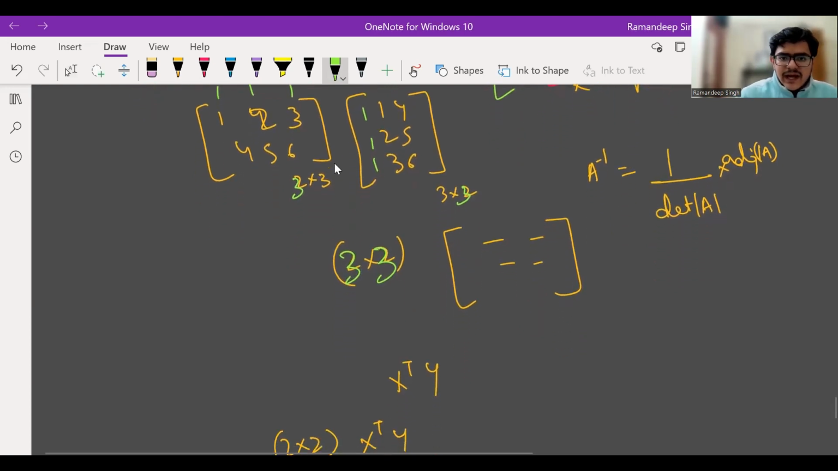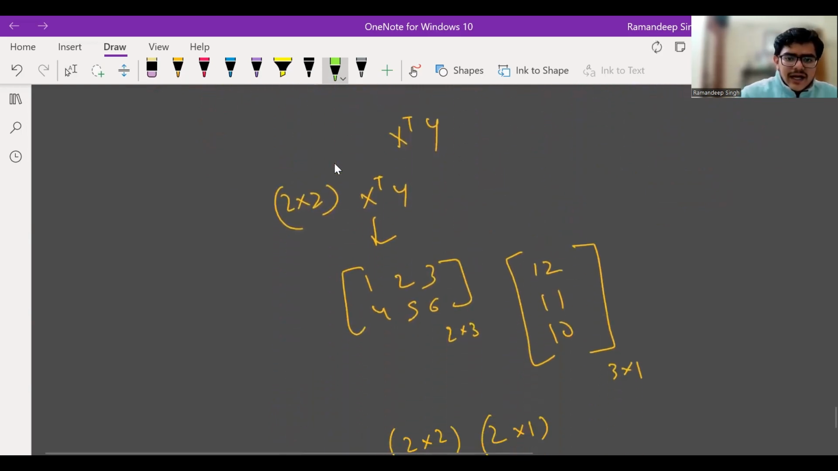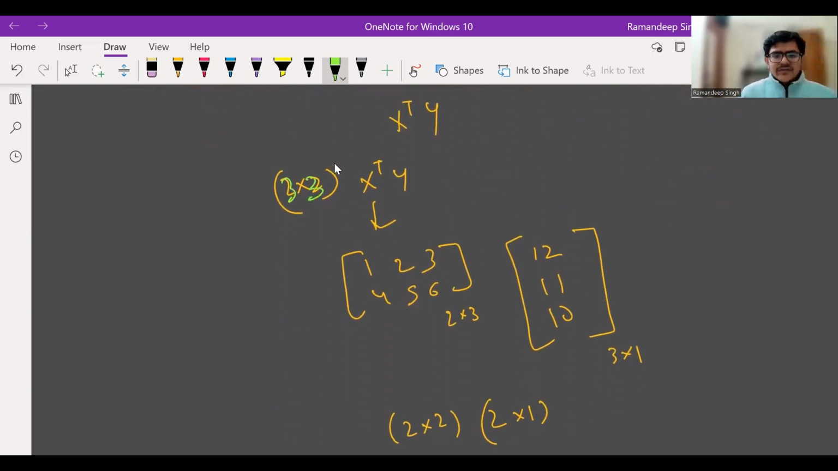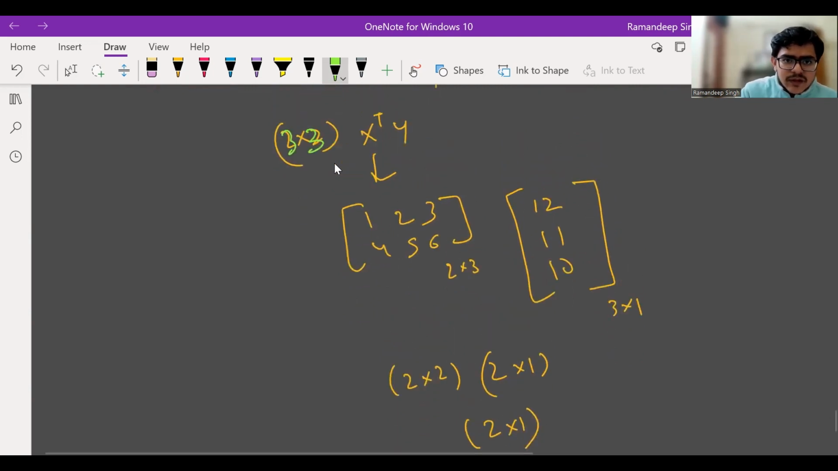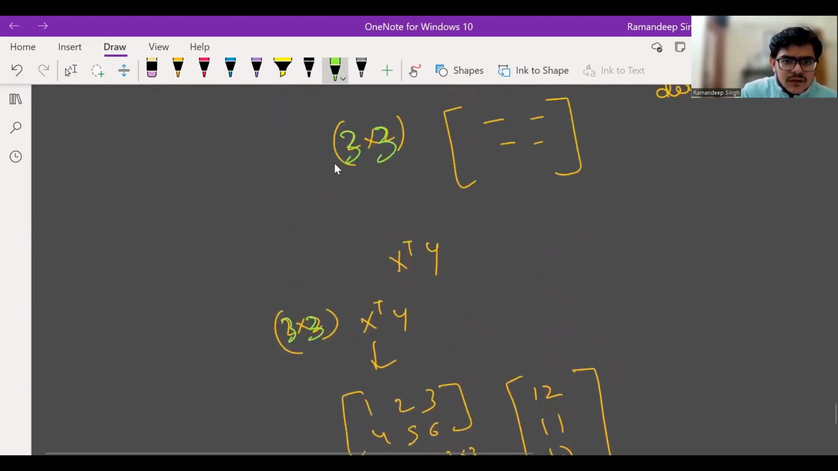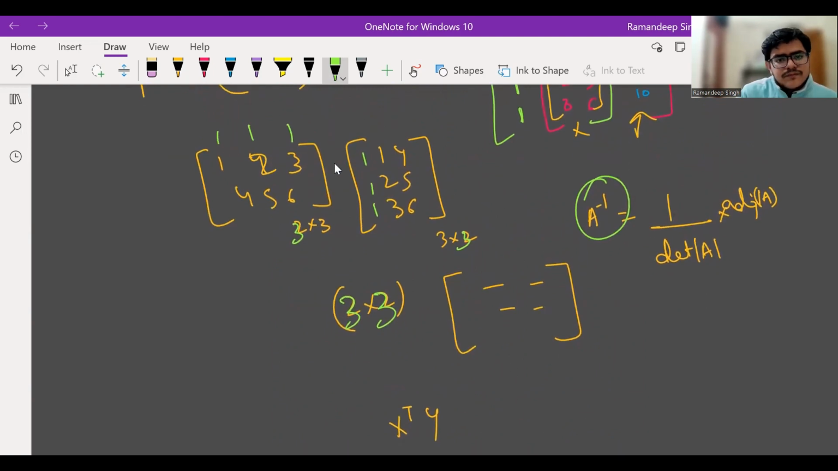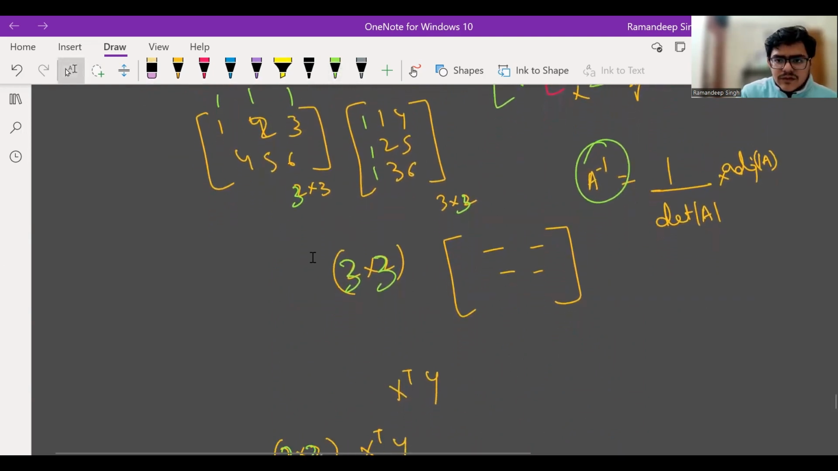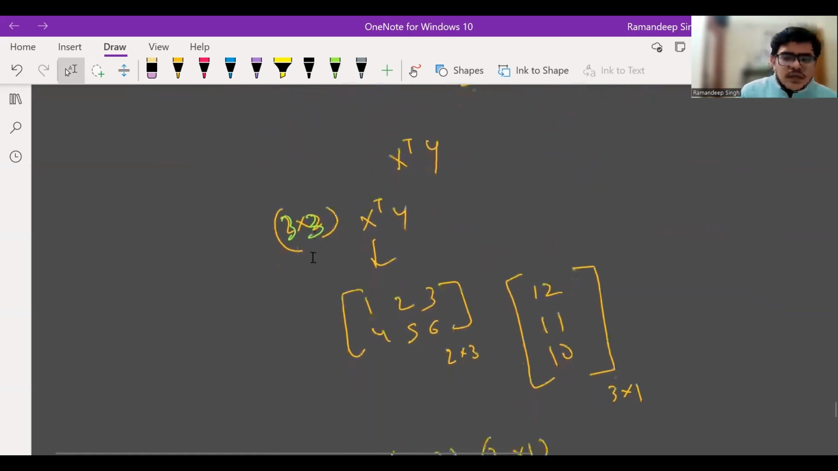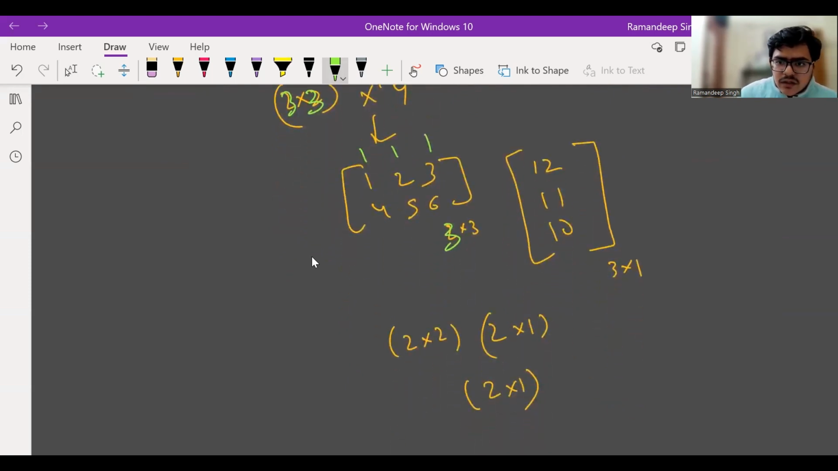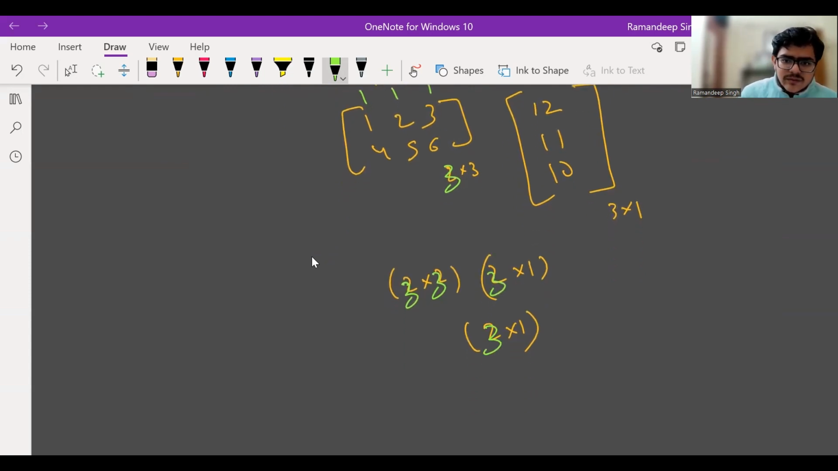And when I take the inverse of this matrix and multiply this 3 cross 3 matrix with X transpose Y, this is exactly the same, and this is 2 cross 1, and this must be 3 cross 1, right? Yeah, we have done this correctly. And so this is 1 1 1, this is 3 cross 3, this is 3 cross 1, so it is also a 3 cross 3, and this is a 3 cross 1 matrix, and this is a 3 cross 1 matrix.